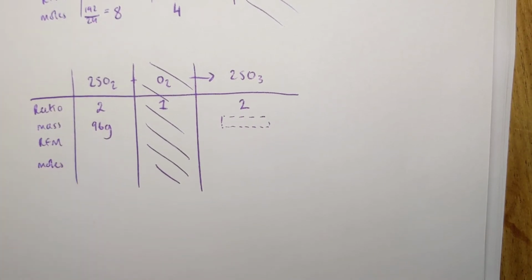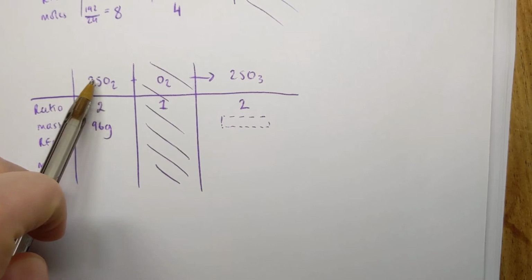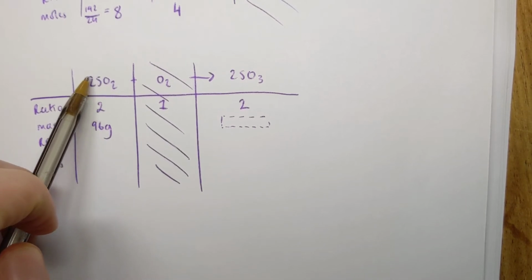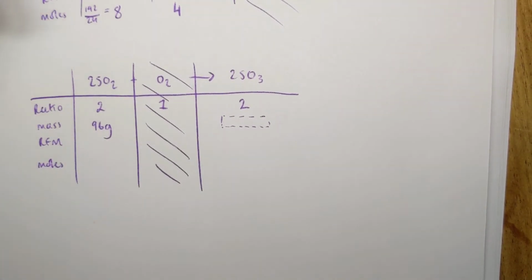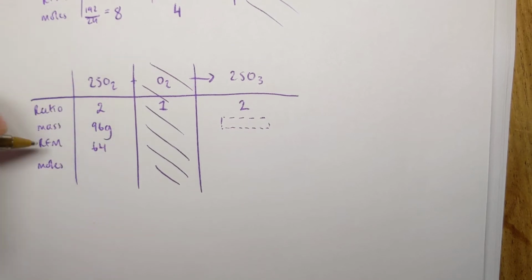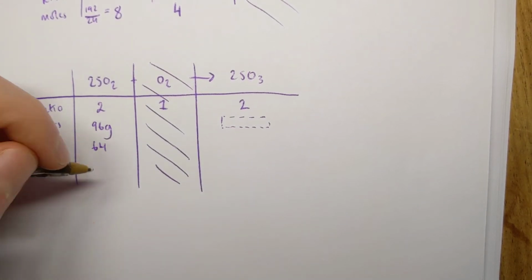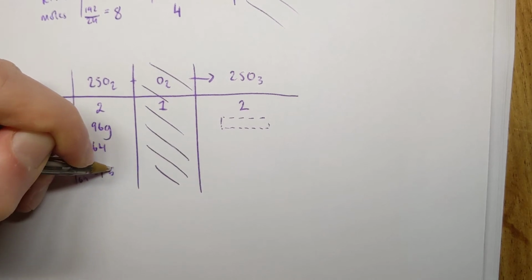Same as before, need to use my ratio, need to use my moles. So I need to convert this into moles first. The RFM of sulfur dioxide: there's a sulfur, there's 2 oxygens. That big 2 is only for balancing, not for the RFM. So I just need to add this bit together. 32 plus 16 plus 16 is 64. And therefore my moles is mass divided by RFM. 96 over 64 is 1.5 moles.